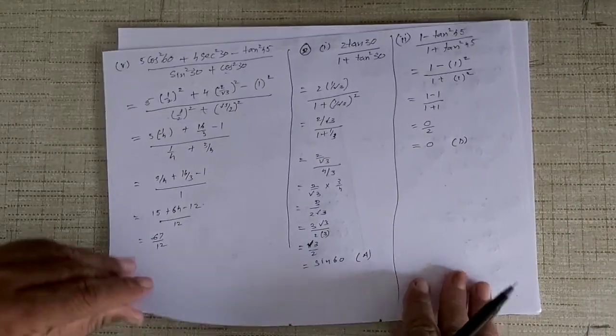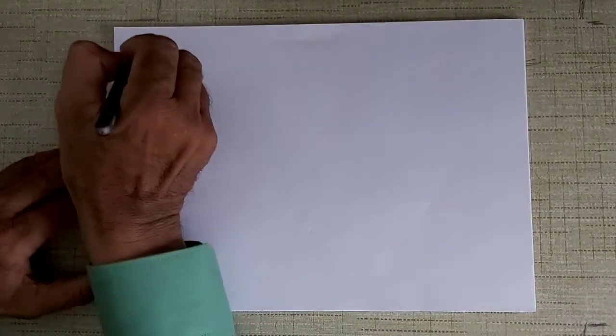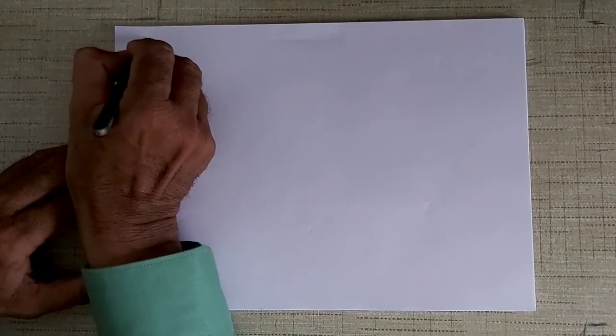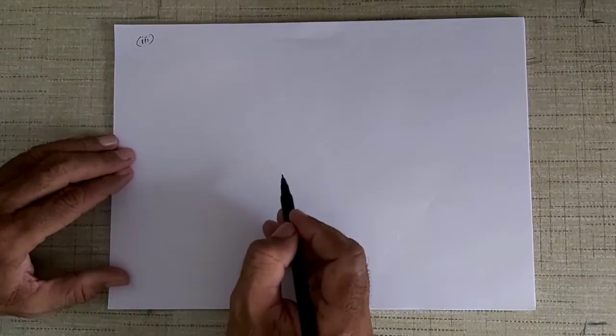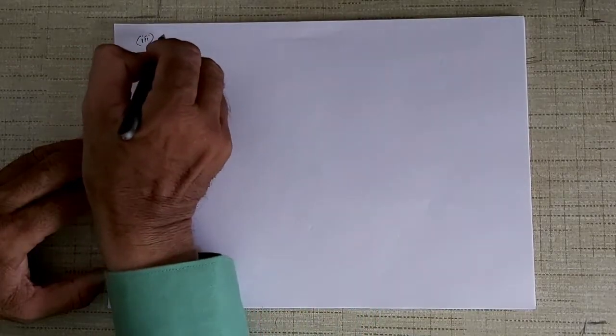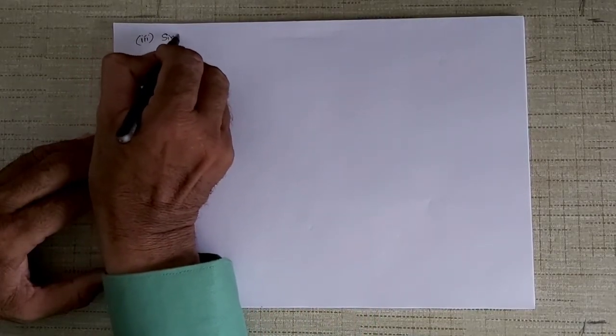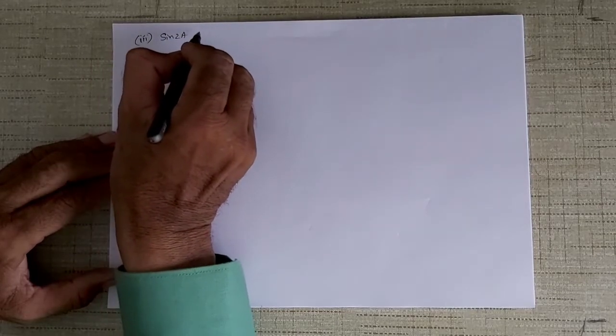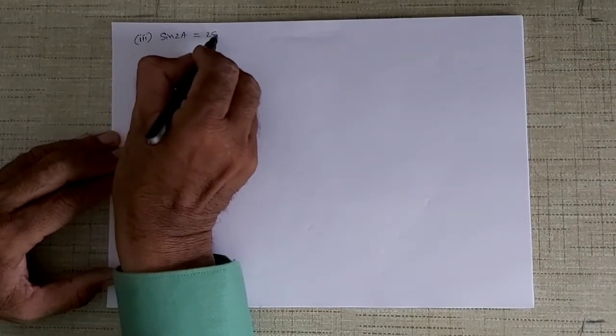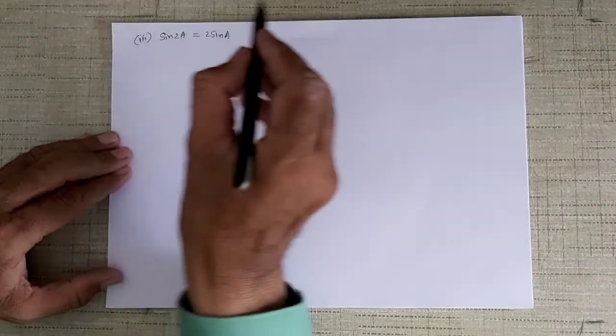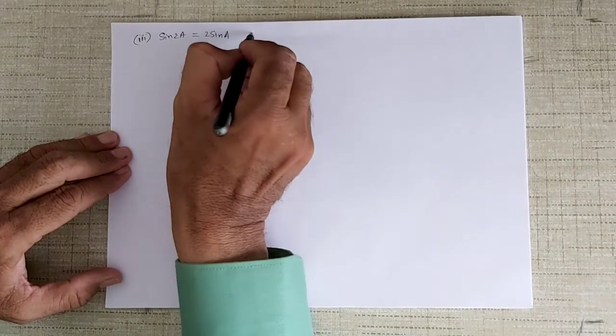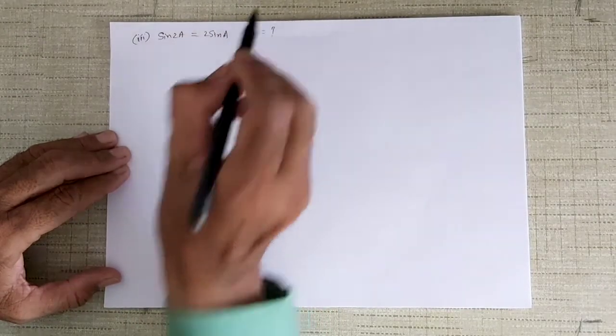Alright. So you got these questions. Very easy to do them. They are not difficult at all. Let us see the third one. Number 3 says sine 2a is equal to 2 sine a. Is true for what? For what value of a will this be true?